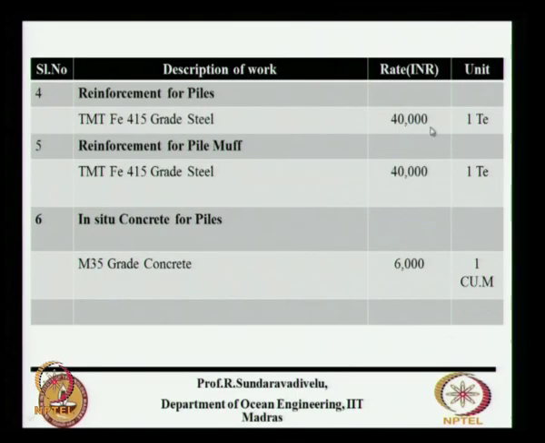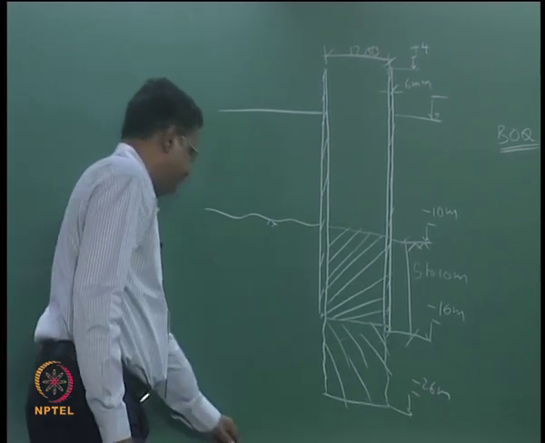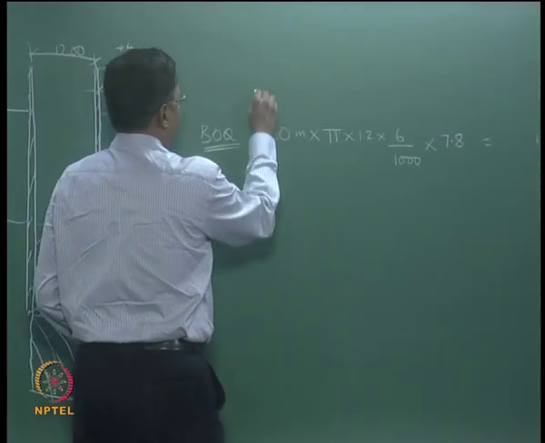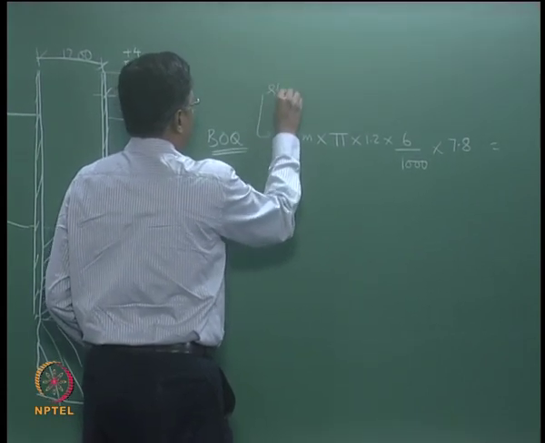Next is reinforcement for the pile. So you calculate how much reinforcement you are putting, and per ton the rate is given, use that. Similarly, reinforcement for the pile muff, the rate is almost the same. Then we put the concrete for piles, that is 6000 rupees per cubic meter. Sometimes they will ask more cost for this, it depends on the grade of concrete. So what is the BOQ for concrete? This is for liner, steel liner.